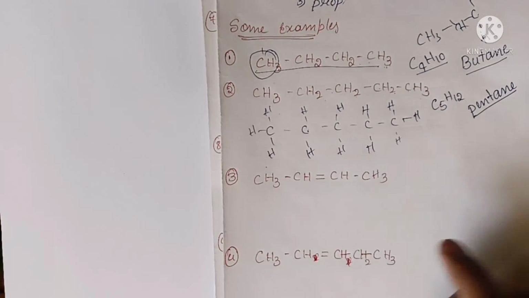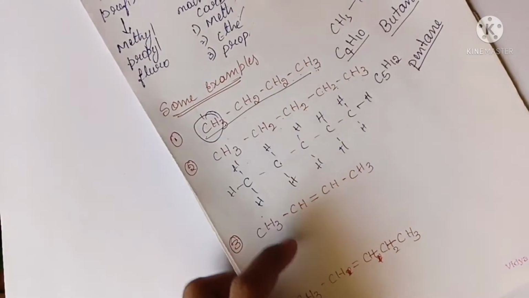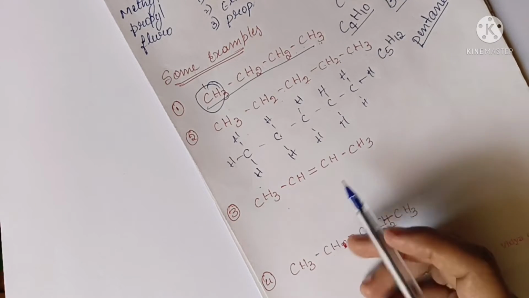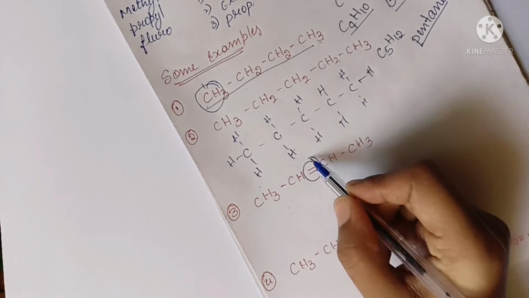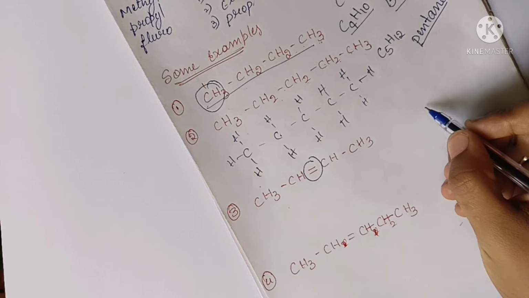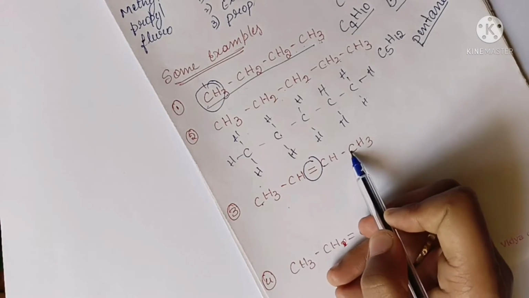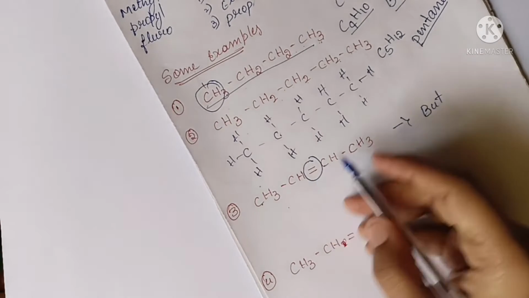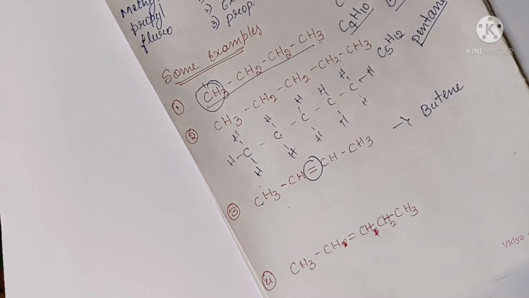Next we see the third example, where we have a double bond. How to mention this? A double bond we have to mention as ene. There are 1, 2, 3, 4 carbons, that is but. The double bond gives ene, so butene.